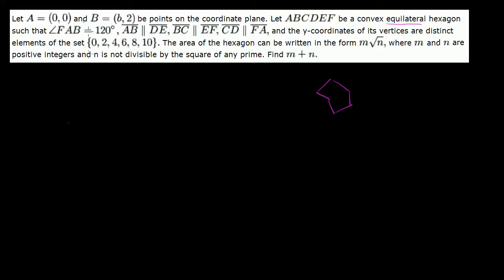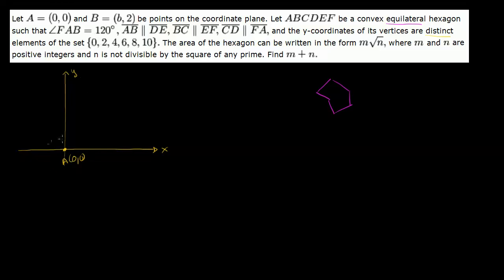So let me draw. We know one vertex for sure, (0, 0). Let me draw my x-axis. That is my x-axis right over there. And then my y-axis would look like that. We know that the vertex A sits at the point (0, 0). That is vertex A. Now, we know that all of the vertices have y coordinates that are either 0, 2, 4, 6, 8, 10. And they are distinct members of the set, which means no two of the vertices share the same y coordinate. So they're not going to be on the same horizontal line.